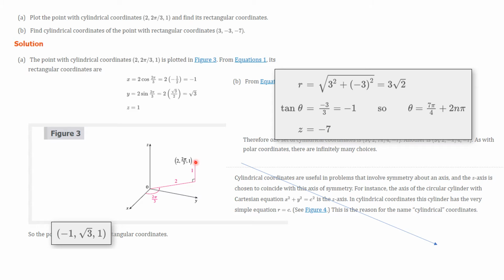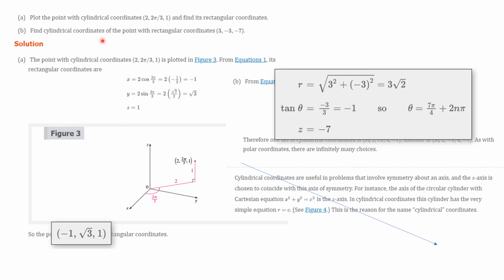But we also wanted to find the rectangular coordinates. So you see, x is going to be r cosine theta, so it is 2 cosine 2 pi over 3. I expect you to be able to do this without calculators and do it exactly, but we will get minus 1 for that. Y is going to be r sine theta. We plug in the numbers and we get this, and z is equal to 1. So the rectangular coordinates x, y, z are going to be minus 1, square root of 3, and 1.